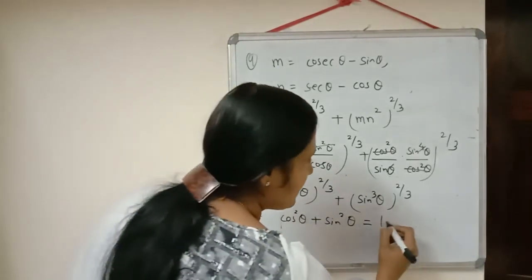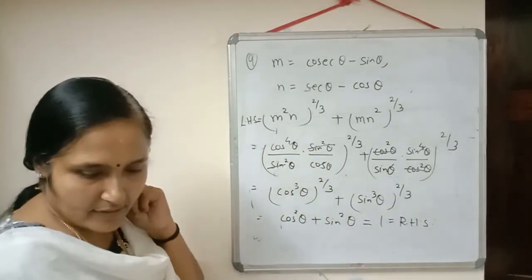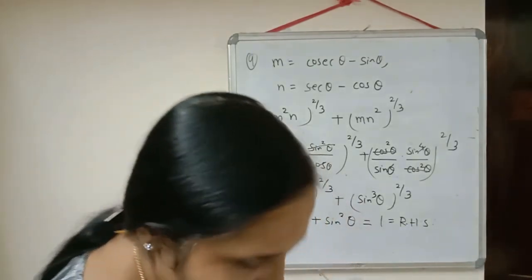Yes, correct. It is equal to 1, which is equal to our right hand side. So is this question clear to you? Okay. Now all of you write down the next question.